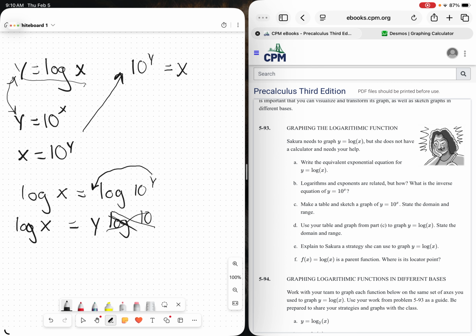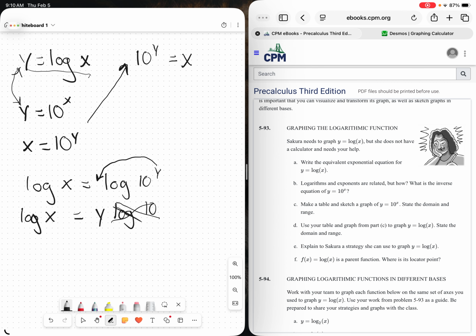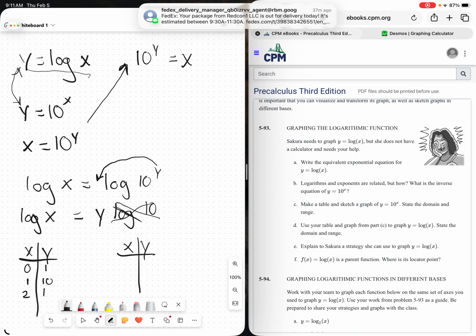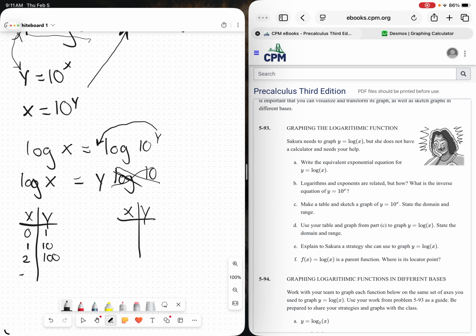Now it says make a table. If we made an xy table, we can do the exponential pretty easily: anything to the 0 power is 1, 1 would be 10, 2 obviously would be 100, and if we went to -1, it'd be 1 over 10. We get that exponential. And so what do we know about inverses? Their x and y's are switched, so their domain and range are switched.